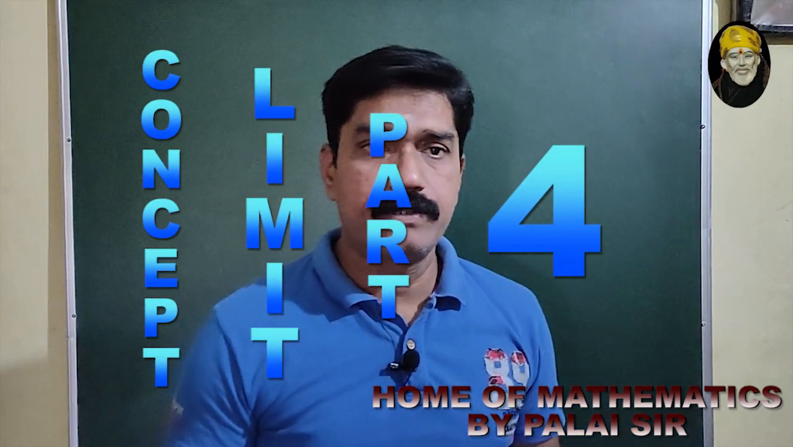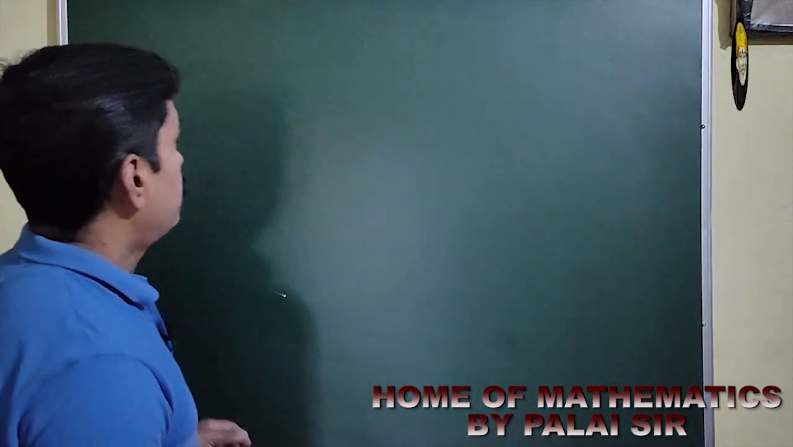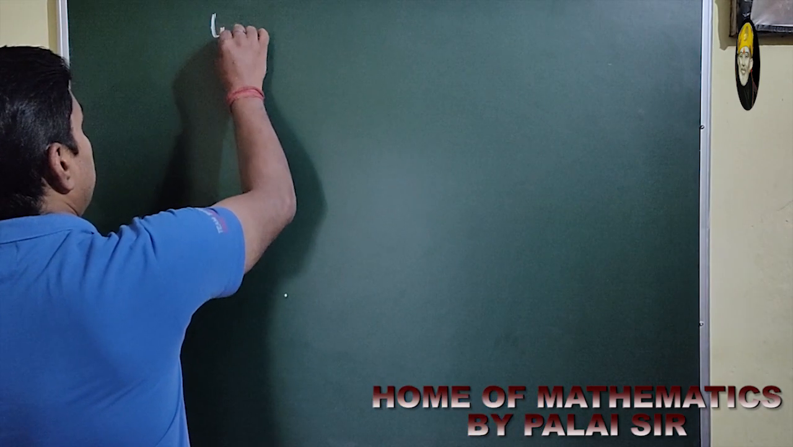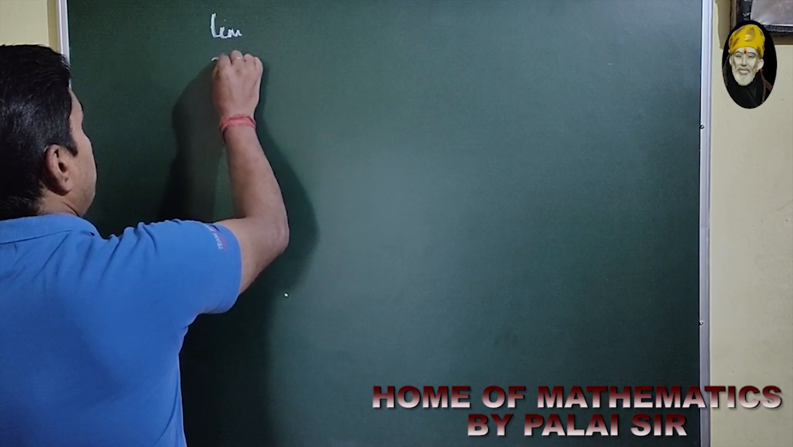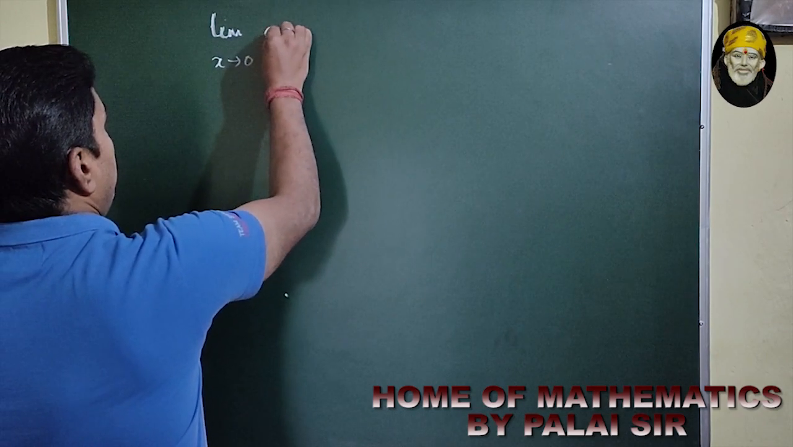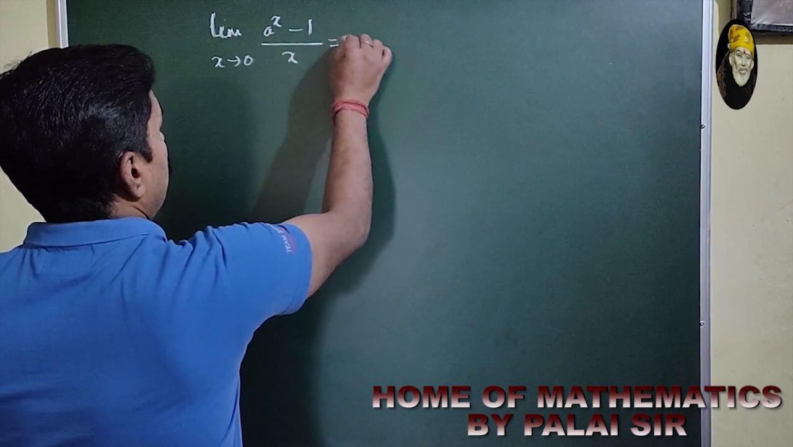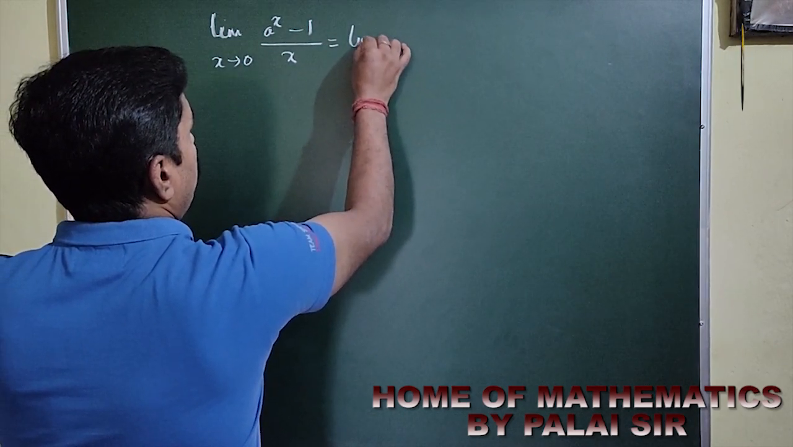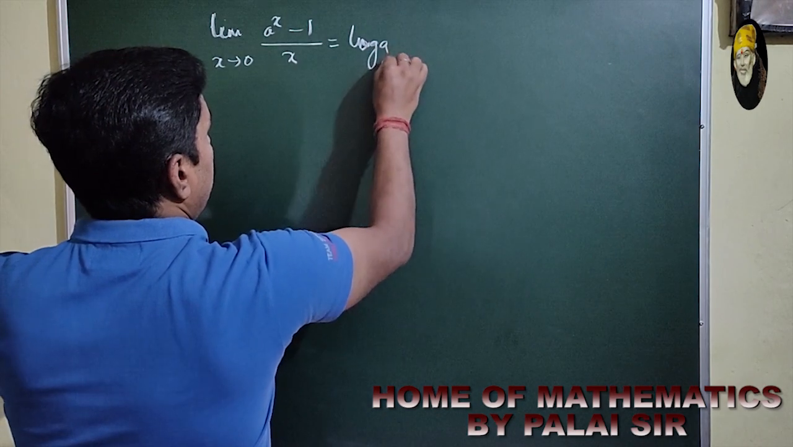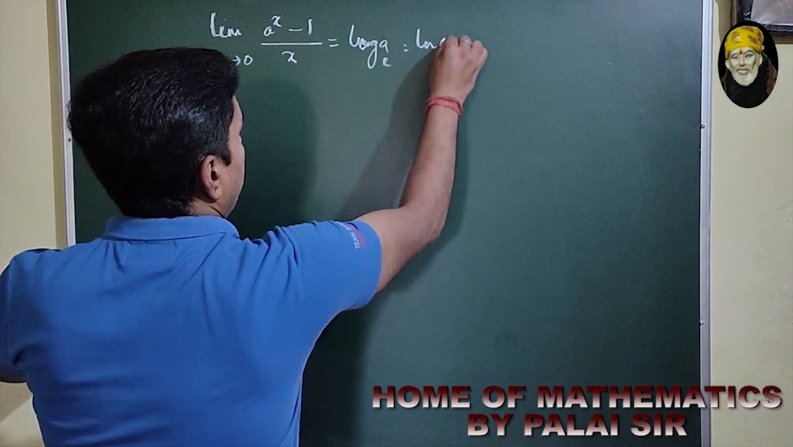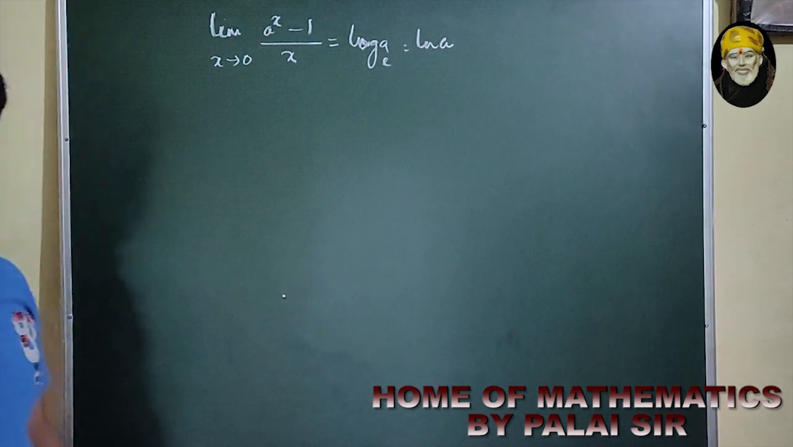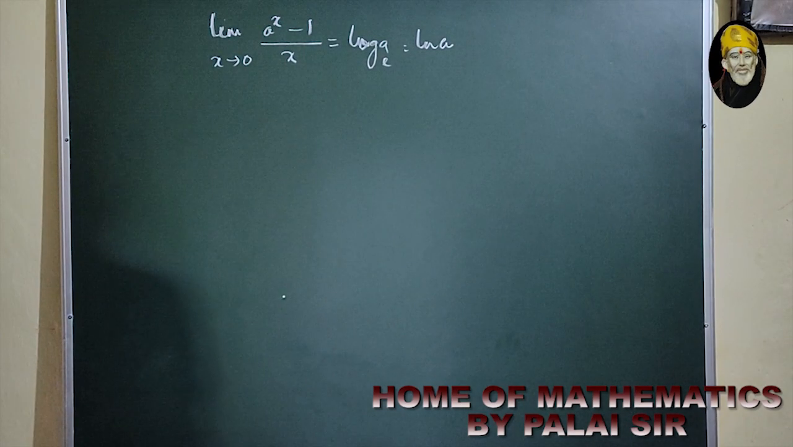Formulas regarding limits, and we will solve the problem. And the first formula is what? Limit x tends to 0, a to the power x minus 1 by x is equal to ln a, or you can say log a to the base e, or you can write it as ln a. And we'll do some problems regarding this.